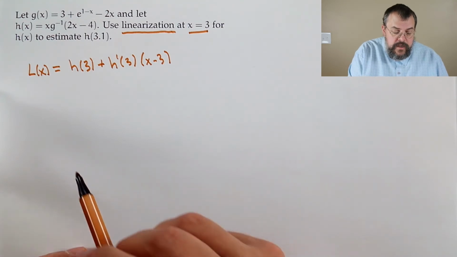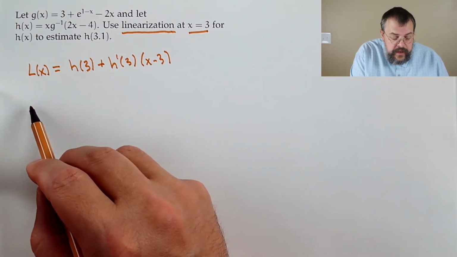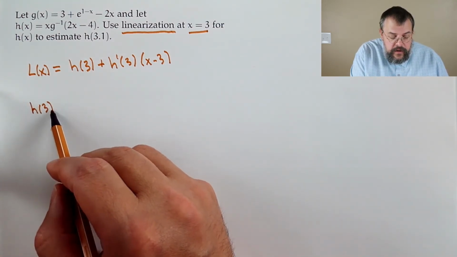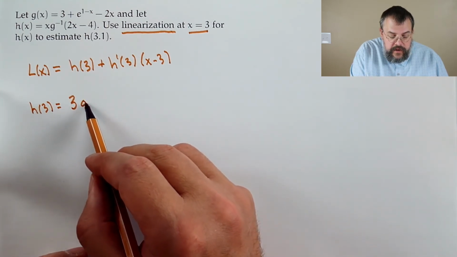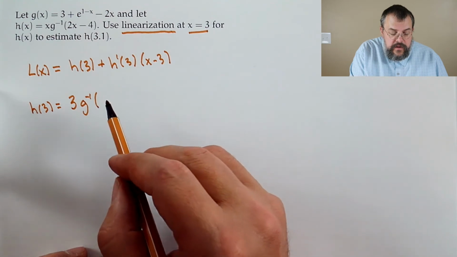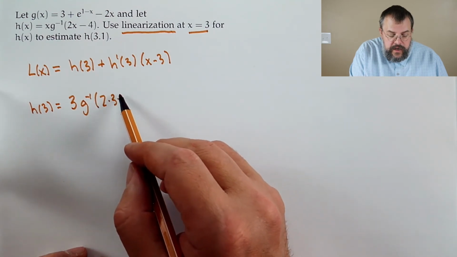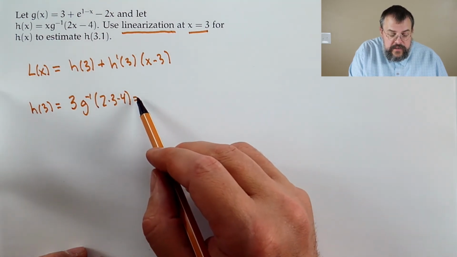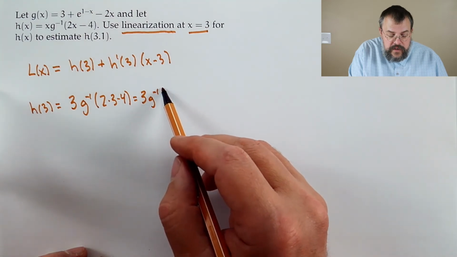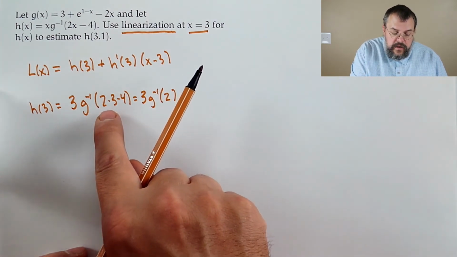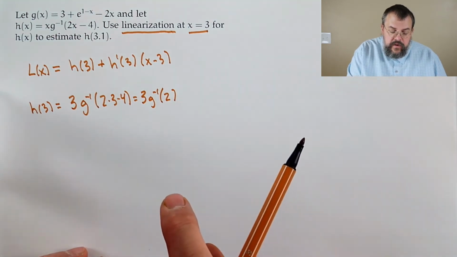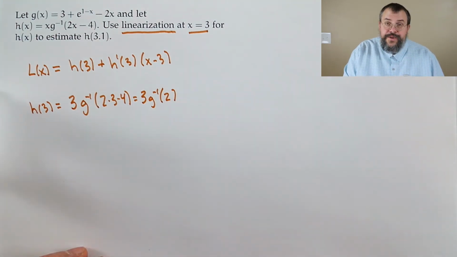Well, let's begin. Let's start with h of 3. That would be equal to 3 times g inverse of 2 times 3 minus 4. Okay, so that's 3 times g inverse of 2, right? Because you plug in, you get 6 minus 4 is 2. So now we need to find g inverse of 2.